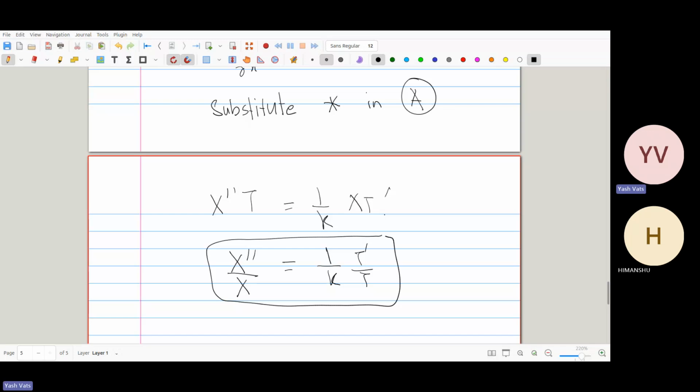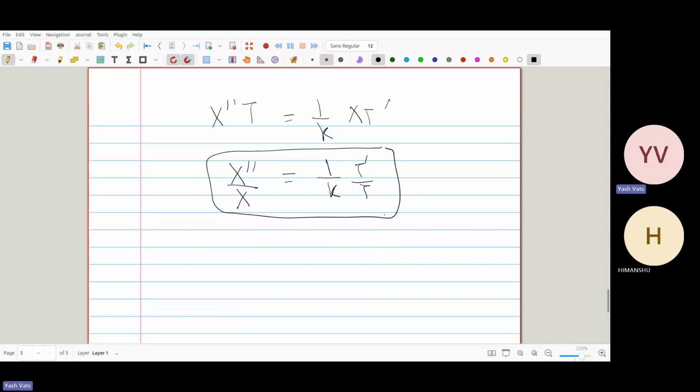The left side of this equation, x double prime over x, involves a function of x only. And if you see the right side expression, t prime over t, that contains functions of t only. If you change the value of t, that cannot change the left-hand side, so it stays constant. So the right side should be constant. In that case, we say that 1 by k t prime over t is some constant.